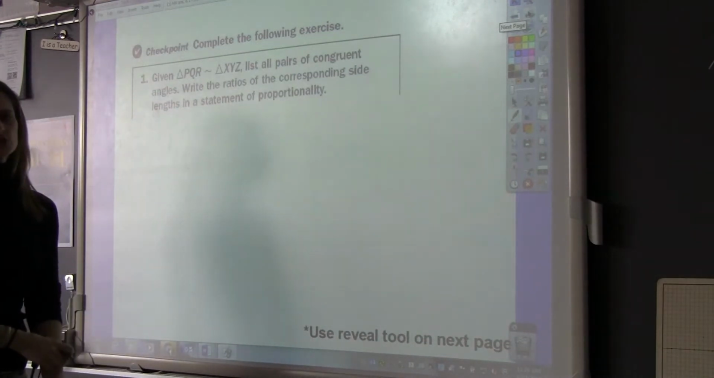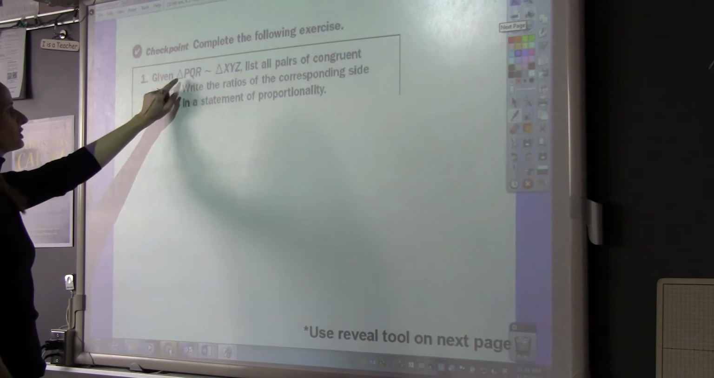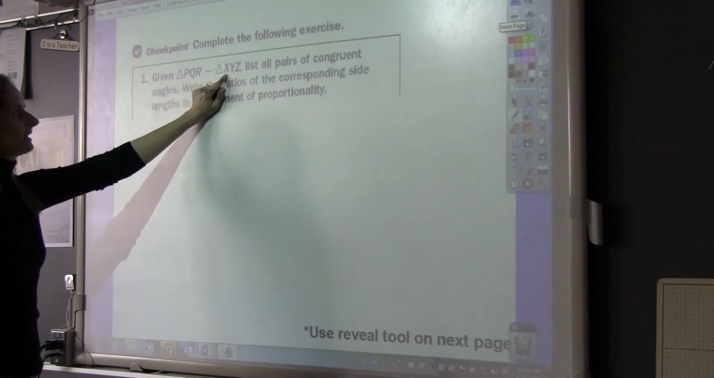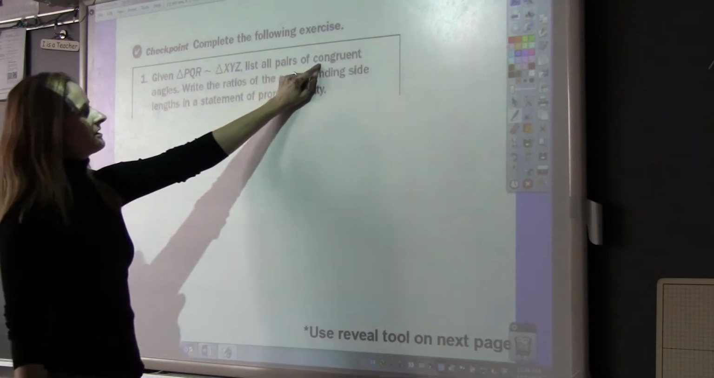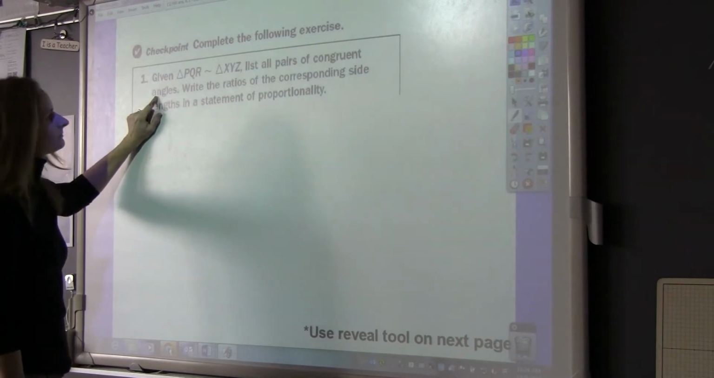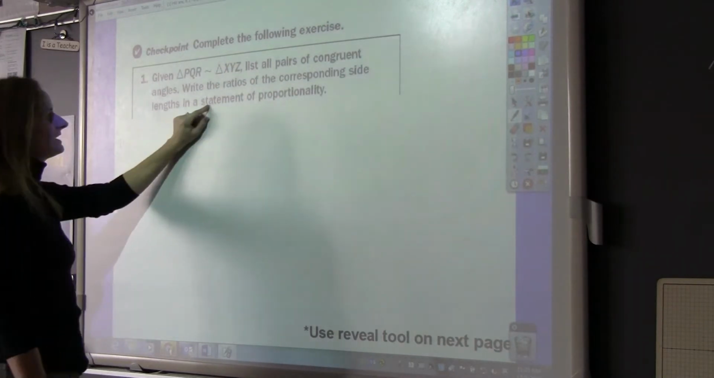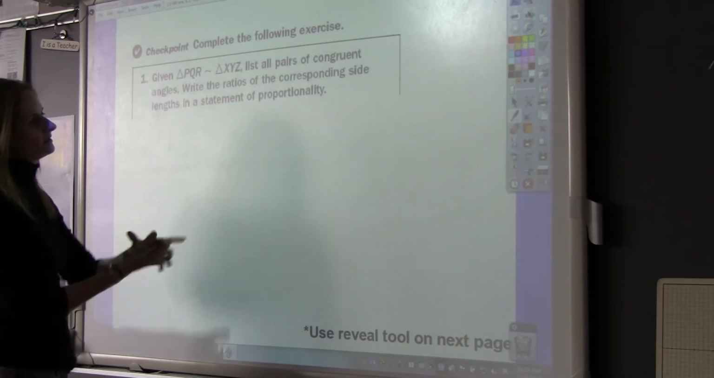All right, so I want you to go ahead and try this checkpoint. They tell you that the two triangles are similar. Triangle PQR is similar to triangle XYZ. List all the pairs of congruent angles. So go ahead and do that. And then write the ratio of the corresponding side lengths in a statement of proportionality.